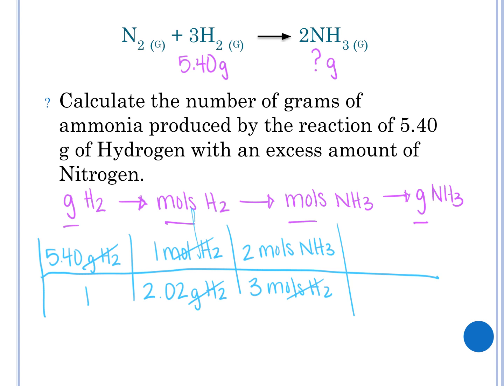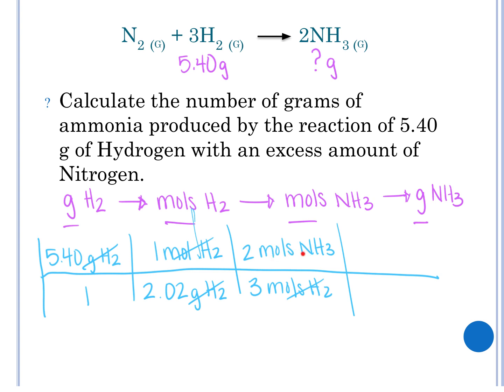What's N? Okay. 14.01. And then what's 3 times 1.01? Okay, so then what's 14.01 plus 3.03? Good. Okay, 17.04. Let's check our unit.